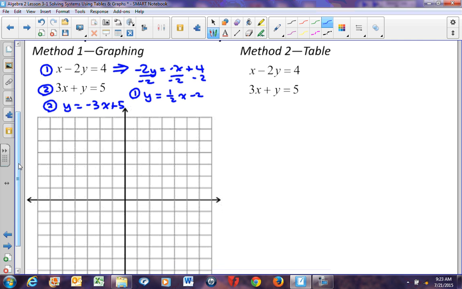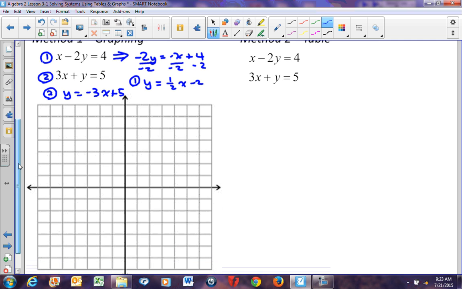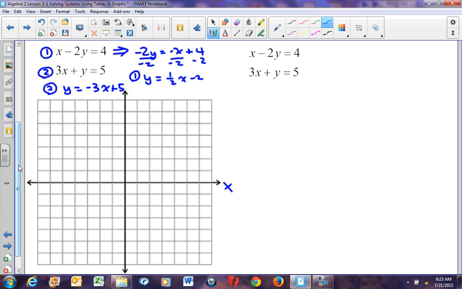I'm going to graph them on this set of graph paper here. There's an x-axis, there's a y-axis. So, graph number 1, y = 1/2 x - 2, go down 2. My slope is up 1 over 2, up 1 over 2. Graph this line.